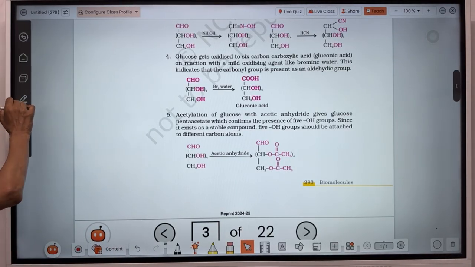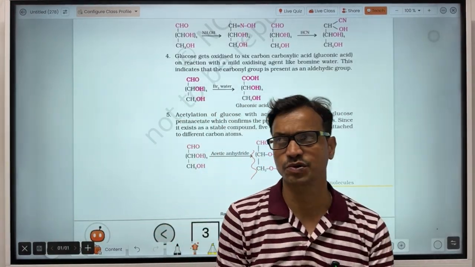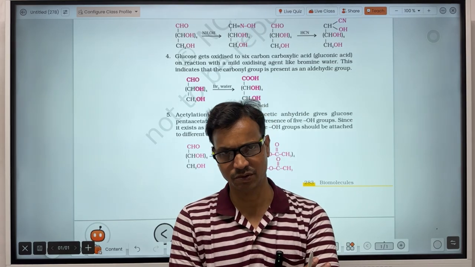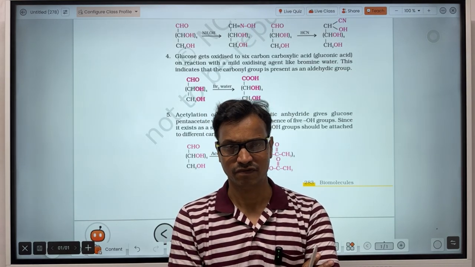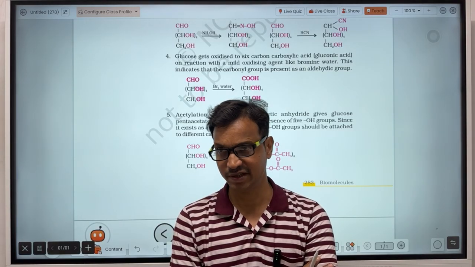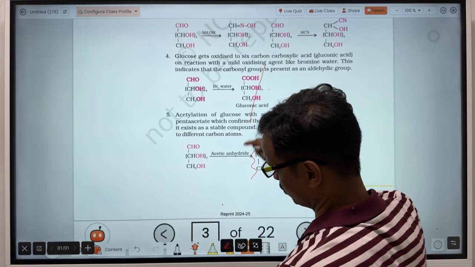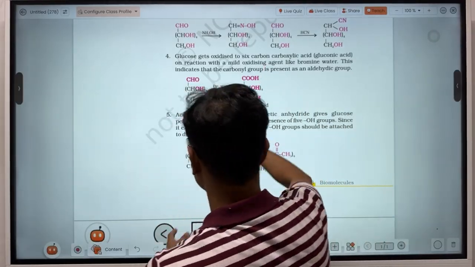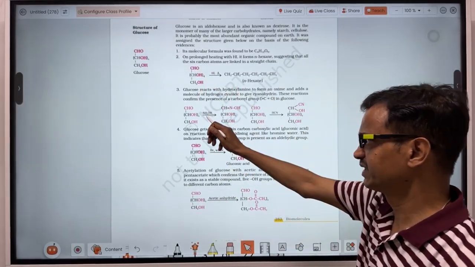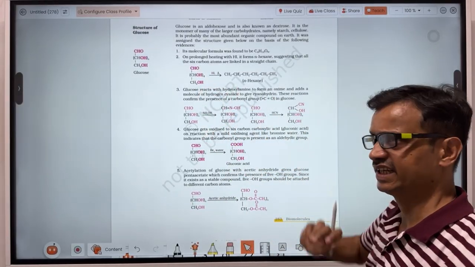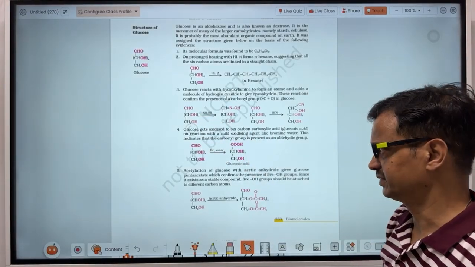Since there is formation of glucose pentaacetate, that indicates that in glucose there will be an OH group, that is a hydroxyl group, at the 4 carbon. So the first reaction, with HI, indicates that glucose is composed of 6 carbon atoms. The reaction with hydroxylamine as well as with HCN indicates that glucose contains an acyclic carbon atom.